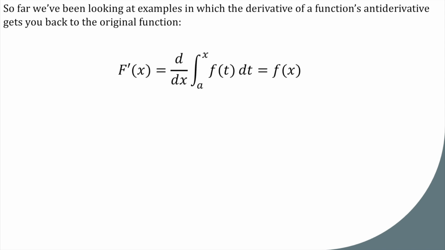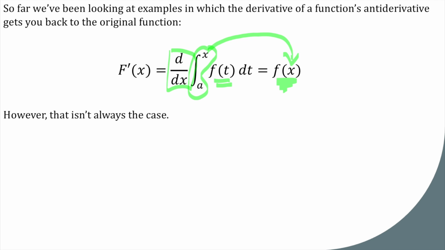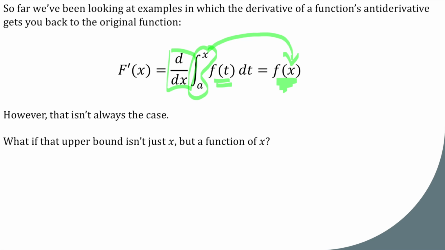So far, we've been looking at examples in which the derivative of a function's antiderivative gets you back to the original function. In other words, if you take the derivative of the antiderivative of a function, you just get the function back again. This x just replaced the t. However, that isn't always the case. What if the upper bound here isn't just x, but a function of x?